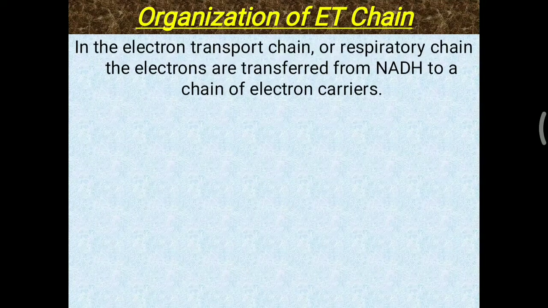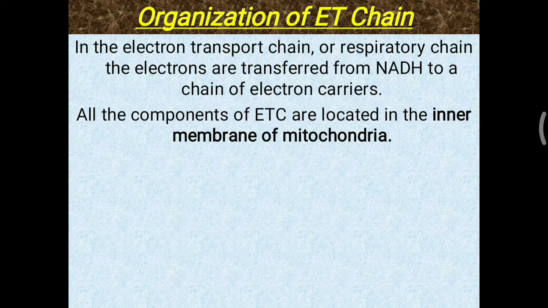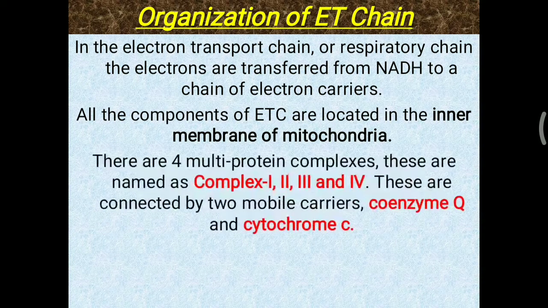Further, the organization of the electron transport chain. In the electron transport chain or respiratory chain, electrons are transferred from NADH to a chain of electron carriers. All the components of the ETC are located in the inner membrane of mitochondria, and these are 4 multi-enzyme, multi-protein complexes, that is complex 1, 2, 3, 4. These 4 complexes are connected by two mobile carriers, that is CoQ, coenzyme Q, and cytochrome C.